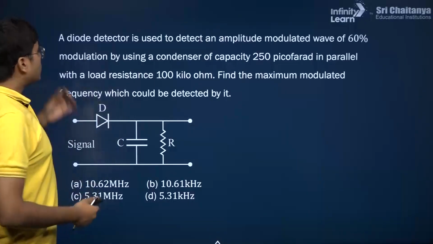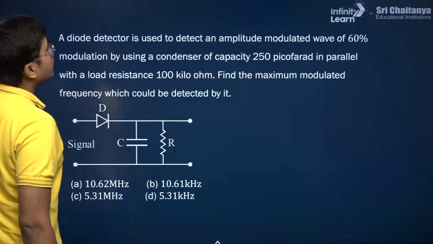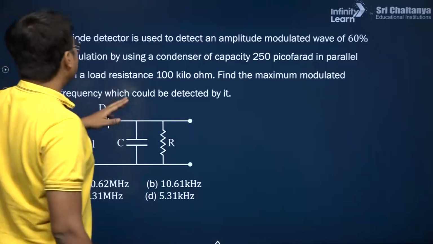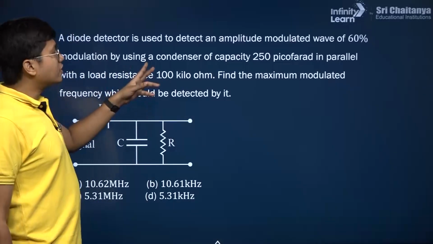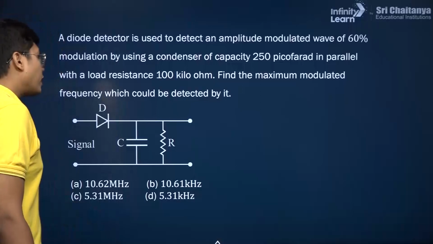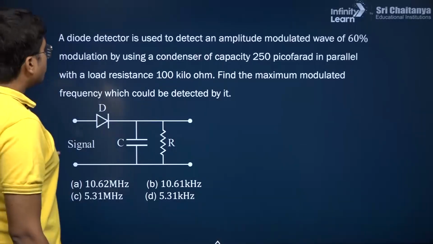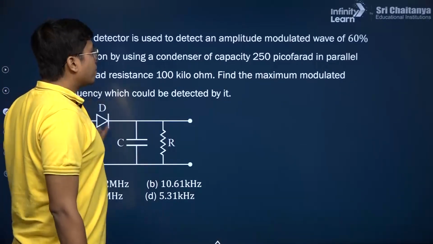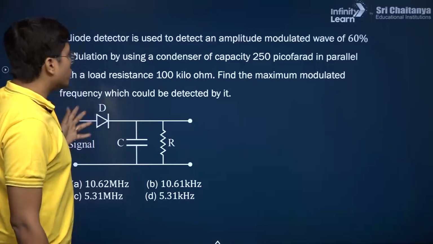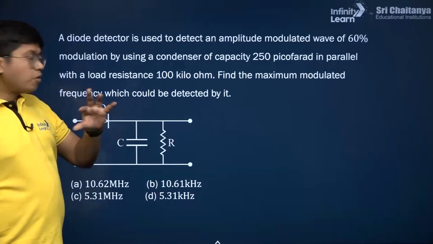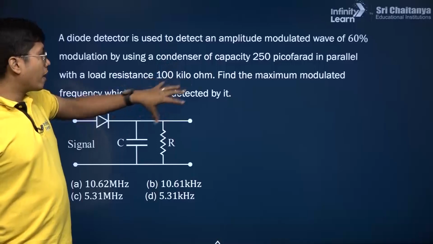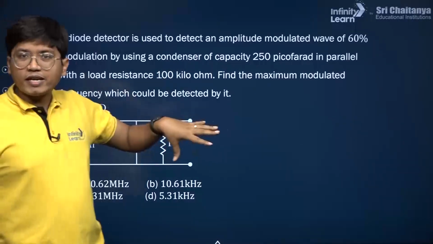This says that a diode detector is used to detect an amplitude modulated wave of 60% modulation by using a condenser of capacity 250 picofarad in parallel with a load resistance of 100 kilo ohm. We need the maximum modulated frequency which could be detected by it. Now over here, why would this capacitor and this resistor create a problem?